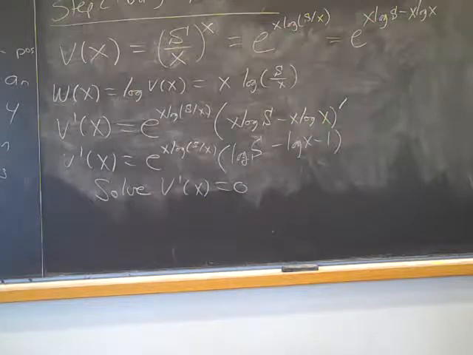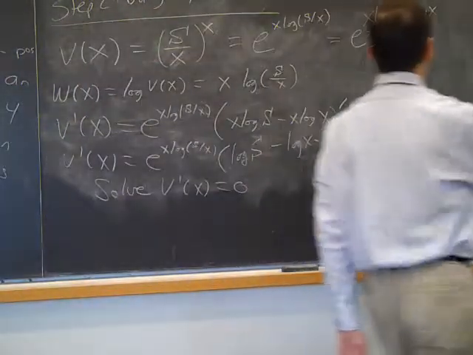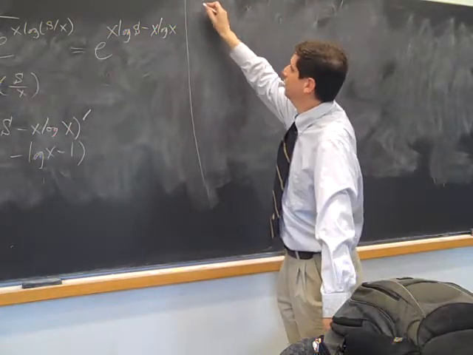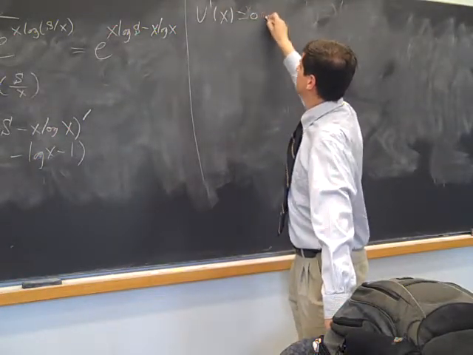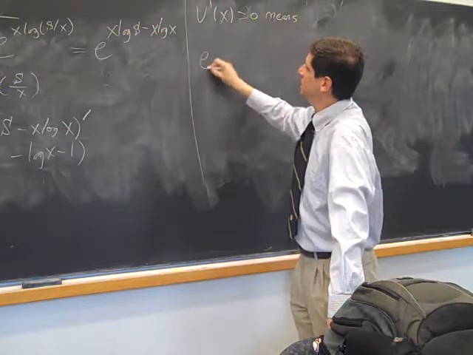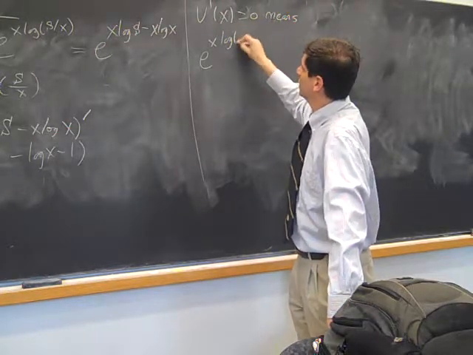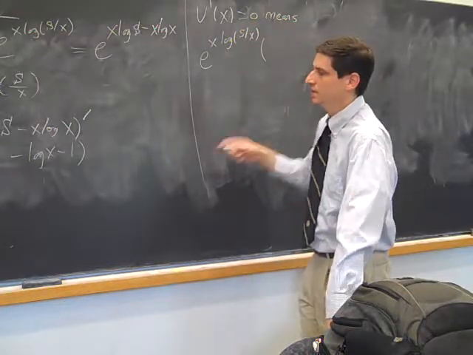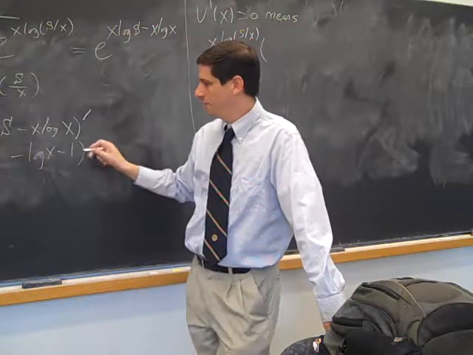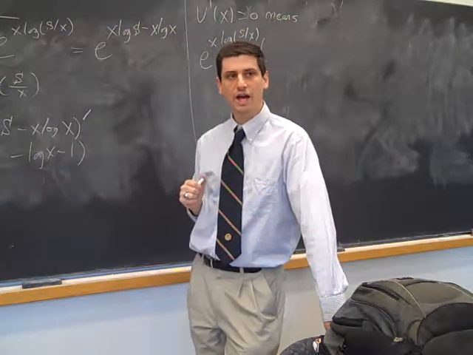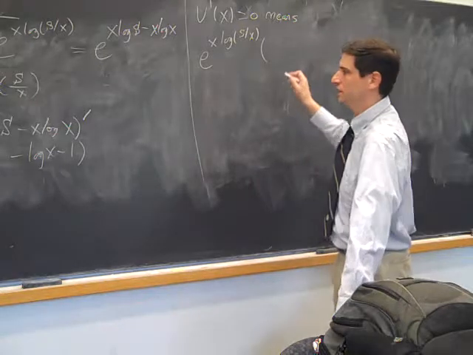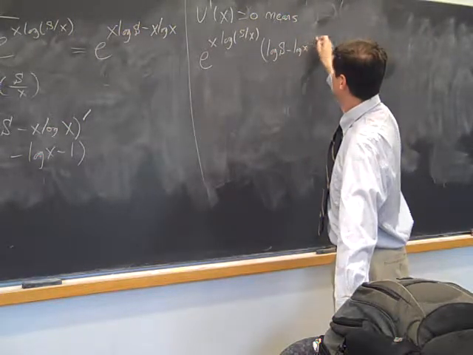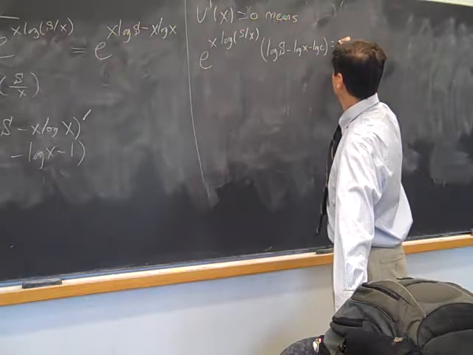Okay? So this is going to be a nice algebra problem to look at. Now, I can move the camera over. And so we now get v prime of x equals 0 means e to the x log s over x times... Now, there's a nice way of writing 1. I can write 1 as the log of e. So I get log of s minus log of x minus the log of e equals 0.